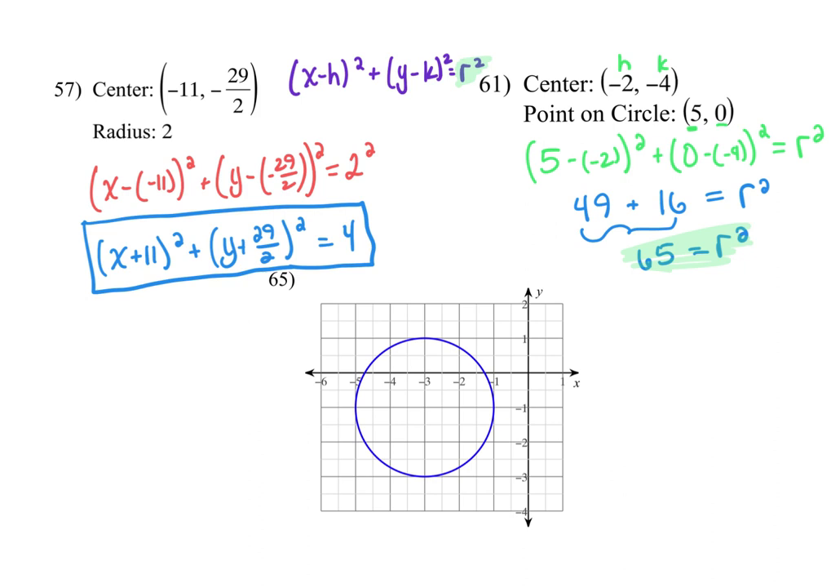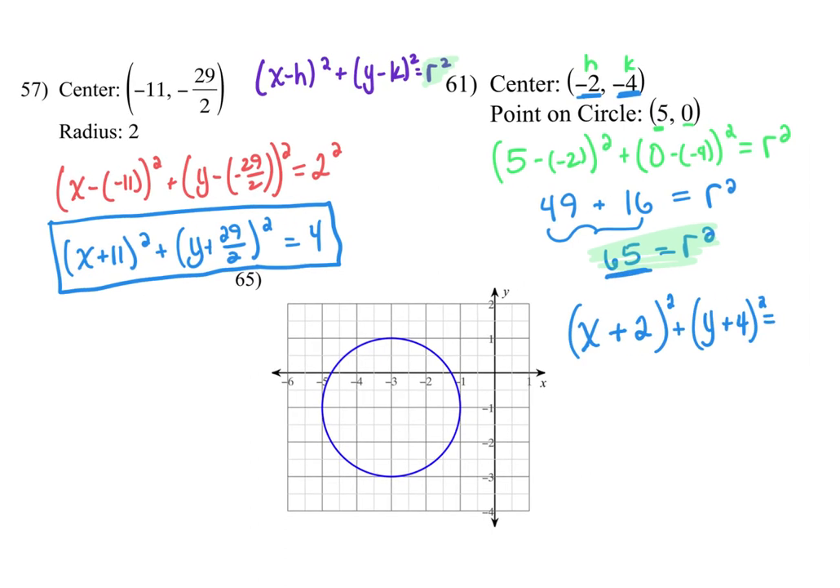So you're going to say x minus my h, which is -2. So it's going to end up being plus 2 minus a negative squared, plus y minus my k, which is -4, minus a negative is plus 4, equals r squared, which I've already solved for. So I'm just going to write 65. And that is my answer. I am done with that one. h, k, r squared. That's all I need to plug in when I'm telling you what that formula is for the circle. The equation for the circle looks just like that.